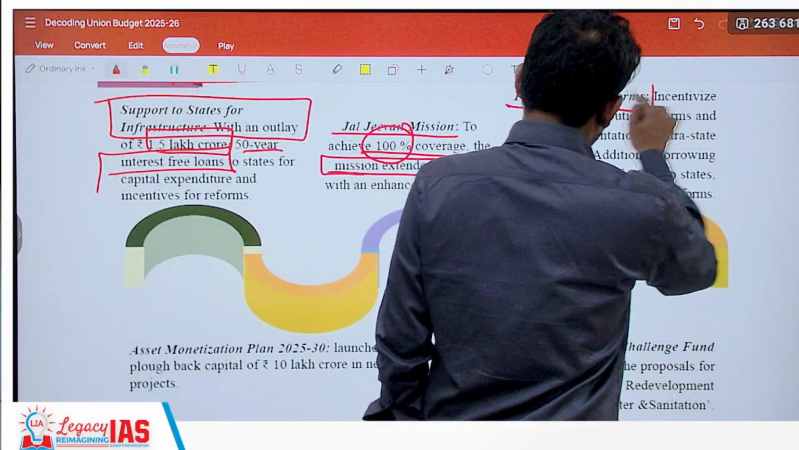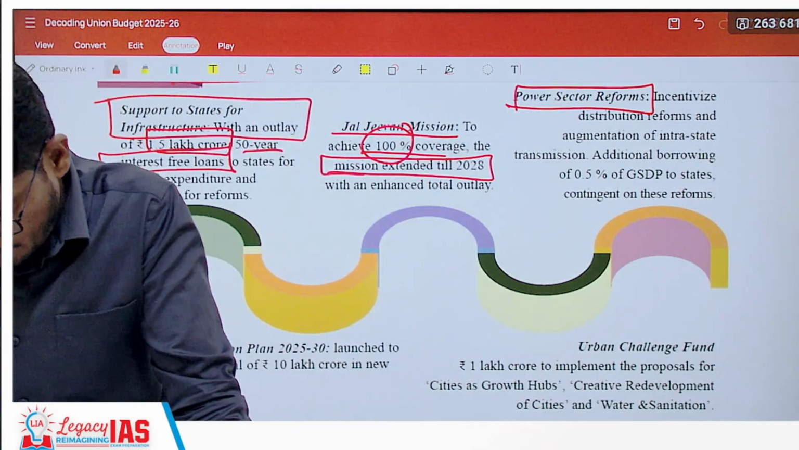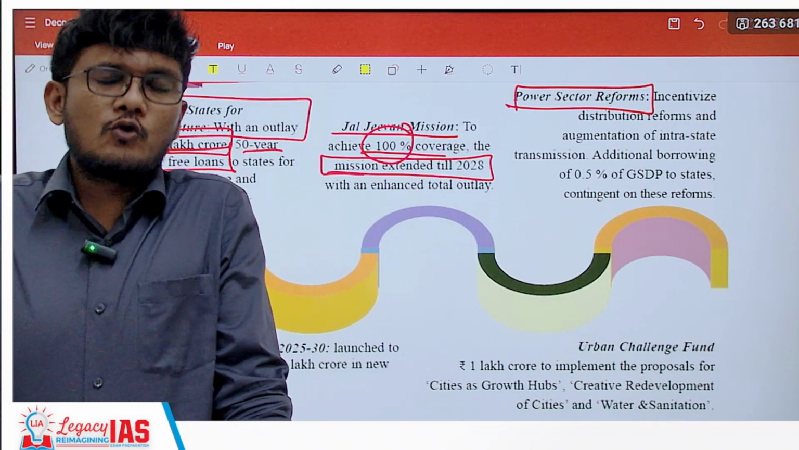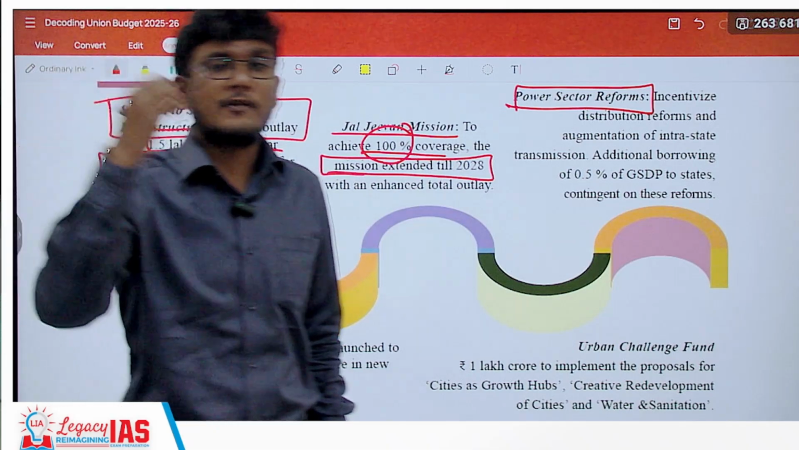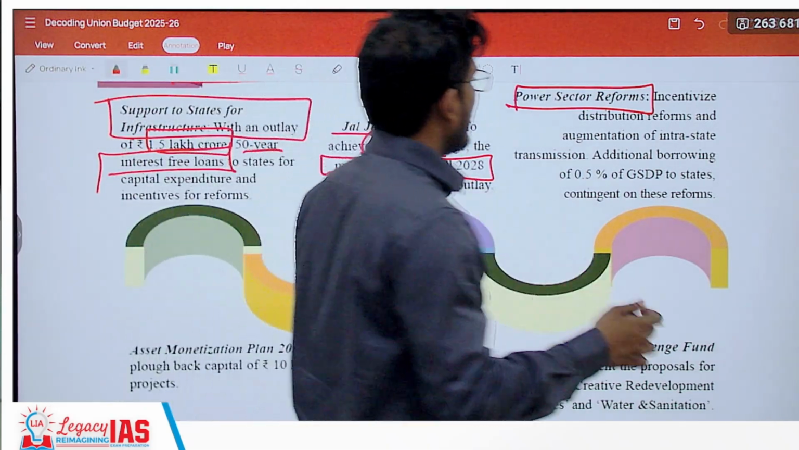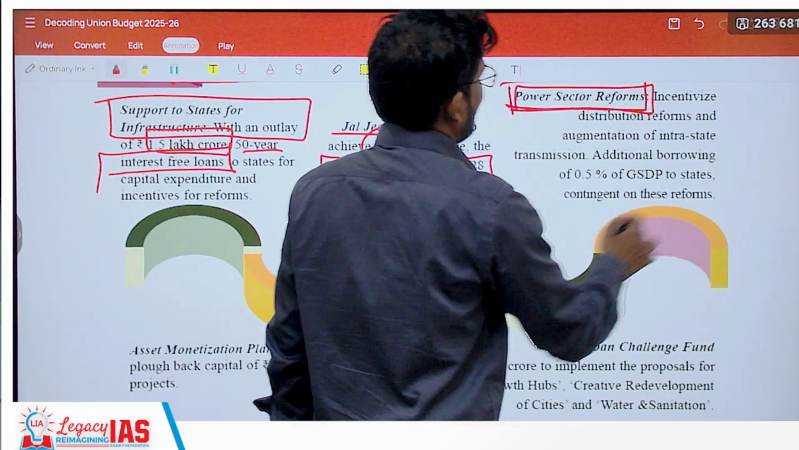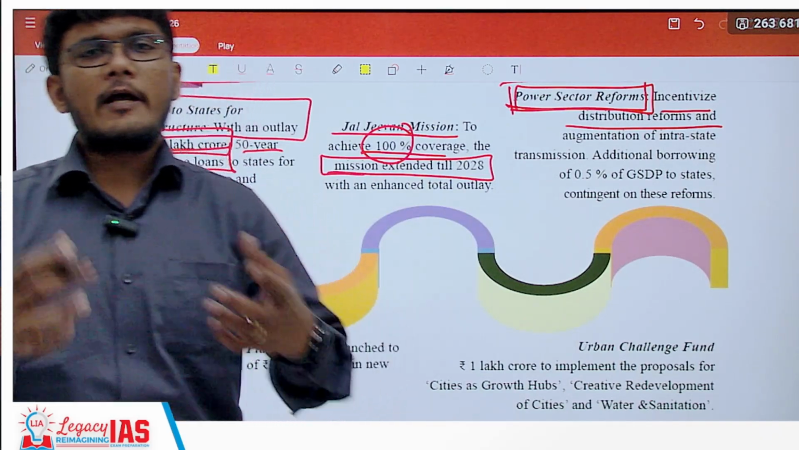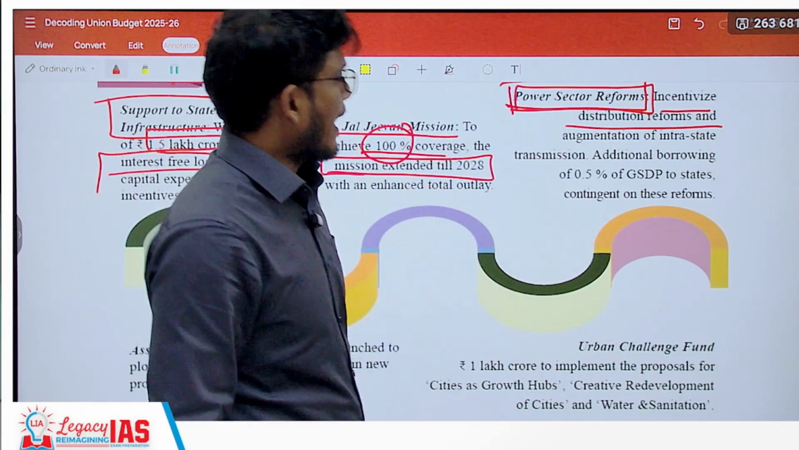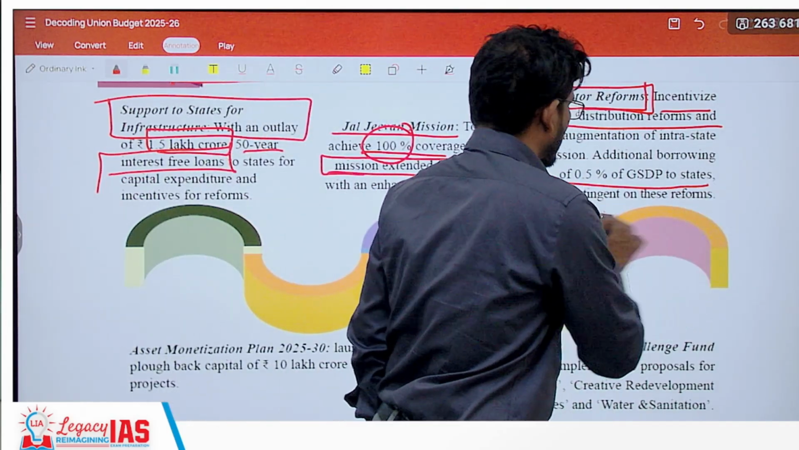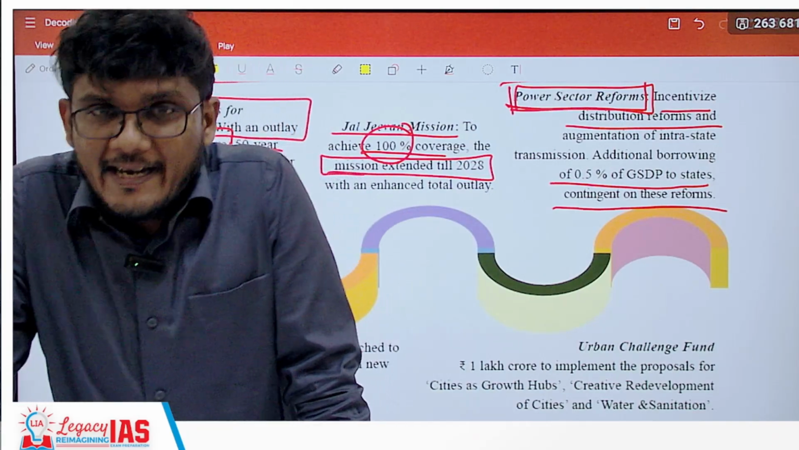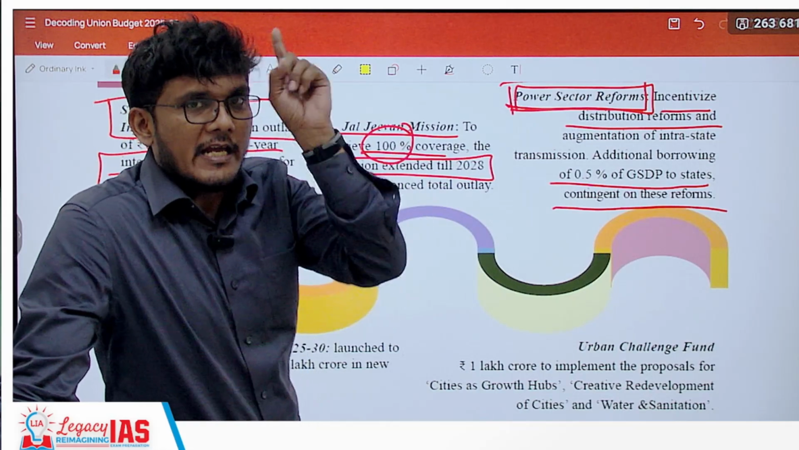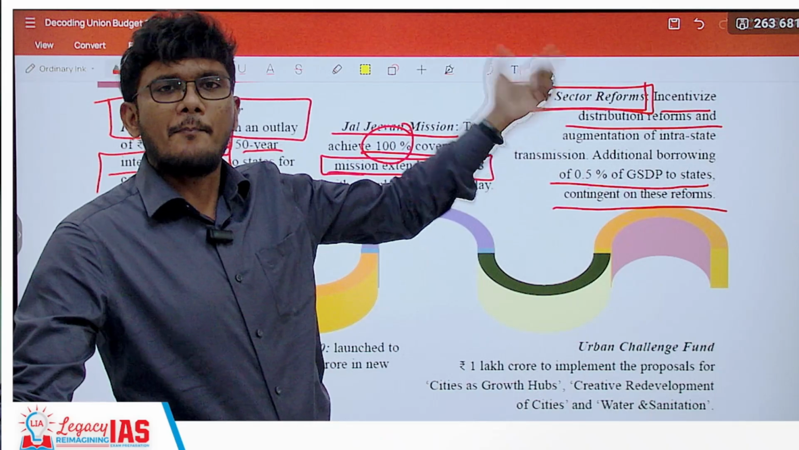Plus power sector reforms. Now the power sector was facing an issue since a long time, that is the issue of the discoms, the distribution companies. So the issues of distribution or the transportation of the electricity, the government is now going to take care of by coming up with incentivized distribution reforms. The government is going to reform so that more and more efficient distribution is there by the company, right? Additional borrowing of 0.5% to the states will be given. That means the states can borrow an additional 0.5% over and above the present limit of borrowing if they efficiently achieve the reforms in the power sector.